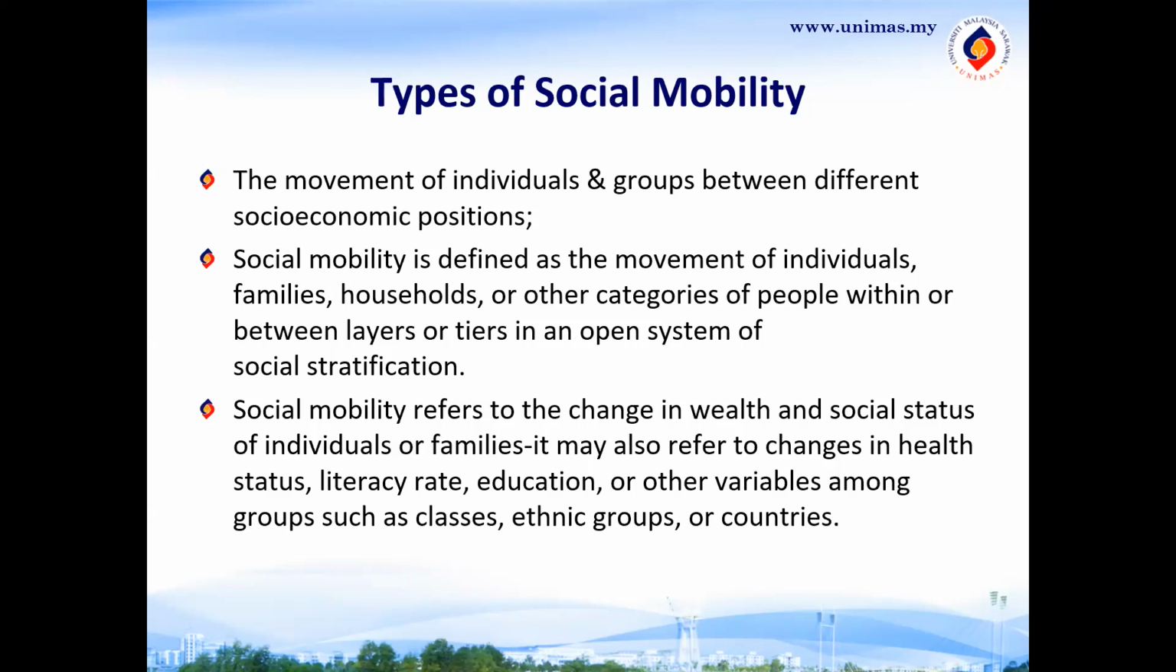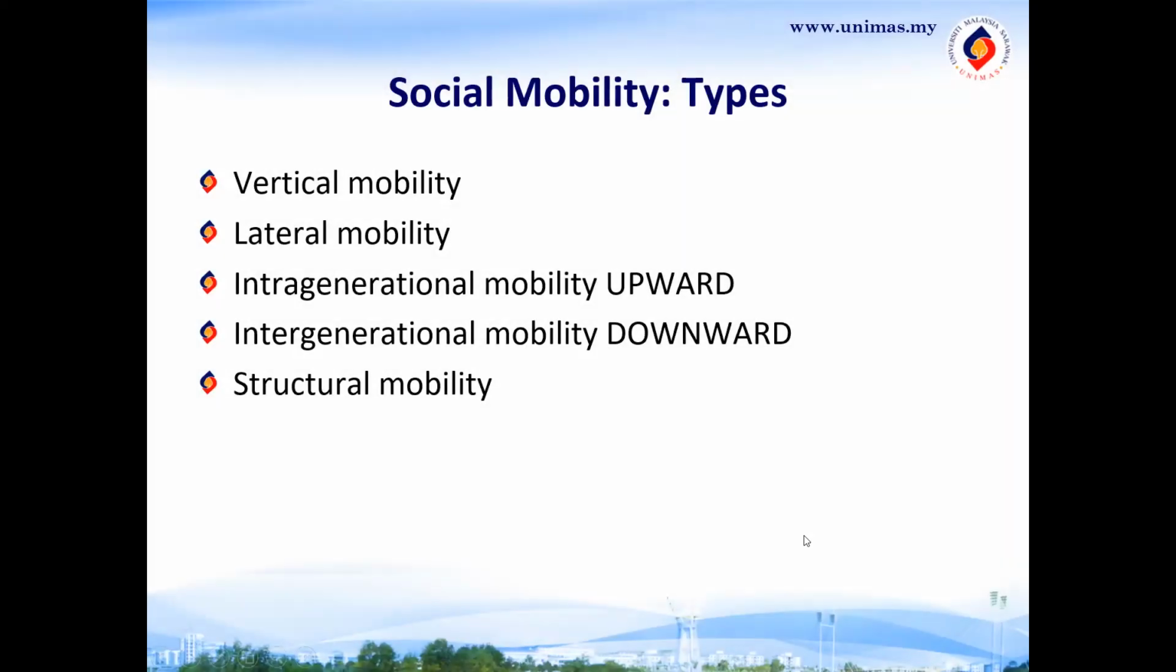Jadi in other words, there are several ways that one can achieve different levels of social status. Yeah. So it could be economic, it could be social, it could be through education, and so on and so forth. Okay. Orang yang sehat pun boleh mempunyai status yang lebih tinggi daripada yang kurang sehat, sebagai contoh. Right.